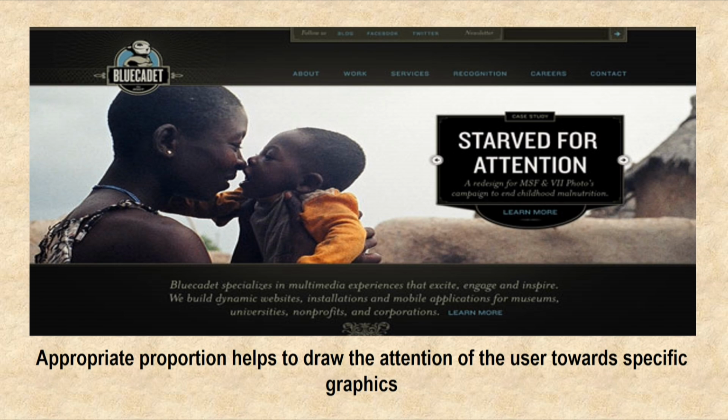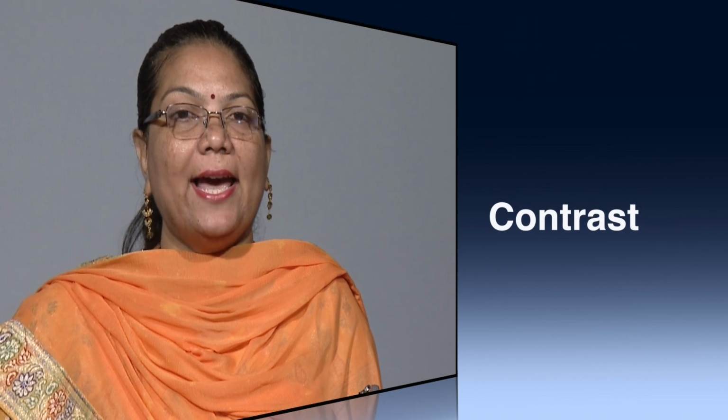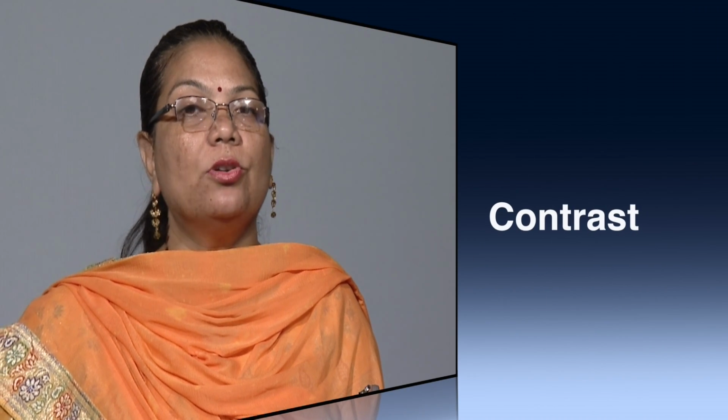So in this example of a home page, we can see that the image of a woman with a child is getting the attention of the user as compared to the other text element which is also present on the home page. So in this manner, if we are giving more proportion to specific graphic elements, user attention is directly attracted towards that.